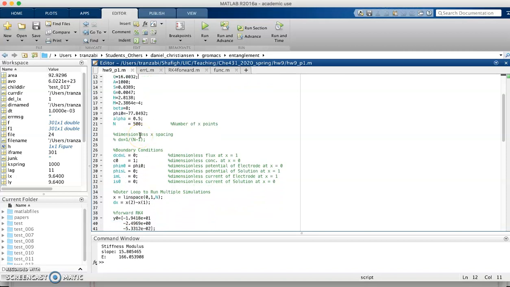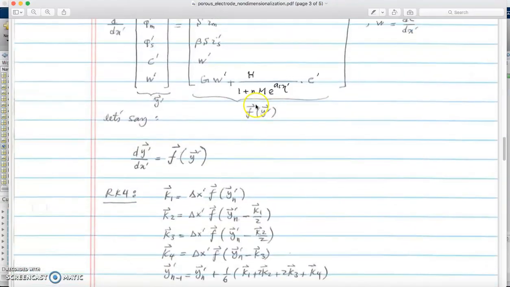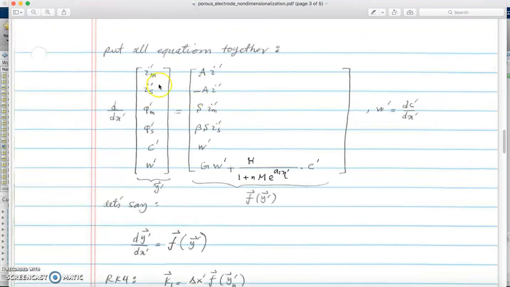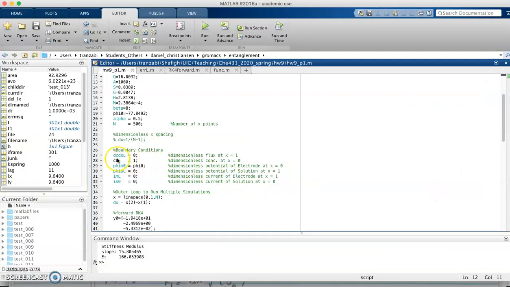Then I create these 6 variables exactly as I had in this document. I have 2 currents, 2 potentials, 1 concentration, and 1 derivative of the concentration. So I have the same thing here, where this is the derivative of the concentration at x equals L, this is the concentration at x equals 0, this is phi m at x equals 0, phi s at x equals L, current Im at x equals L, and current in the solution at x equals 0. I only have some comments here.